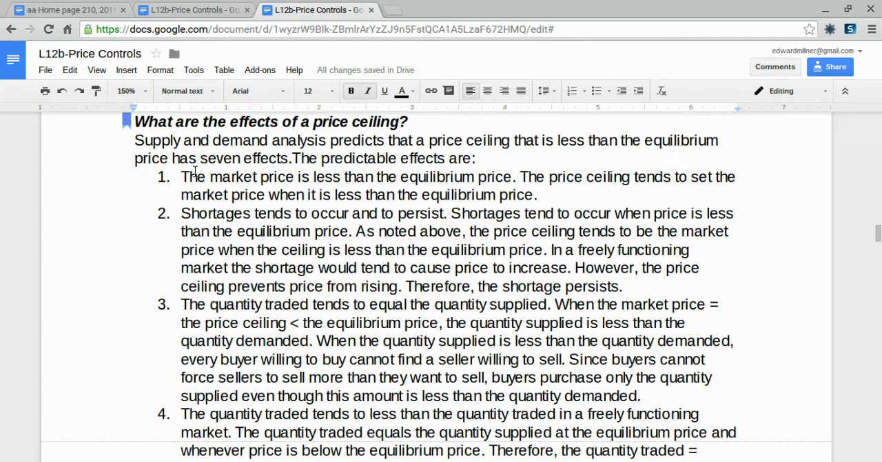First, the market price is less than the equilibrium price. The price ceiling tends to set the market price when it is less than the equilibrium price.